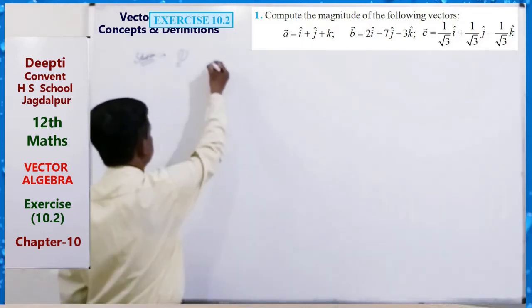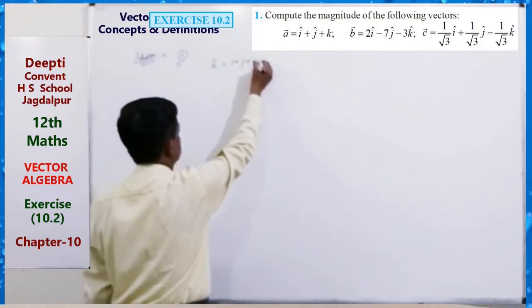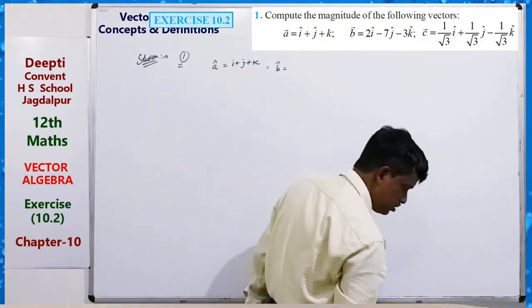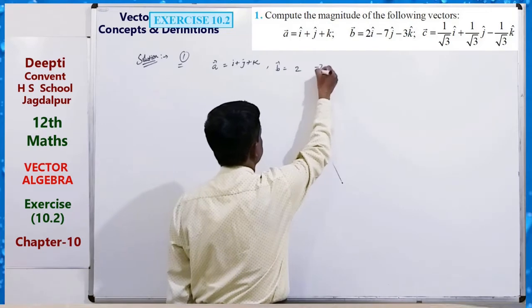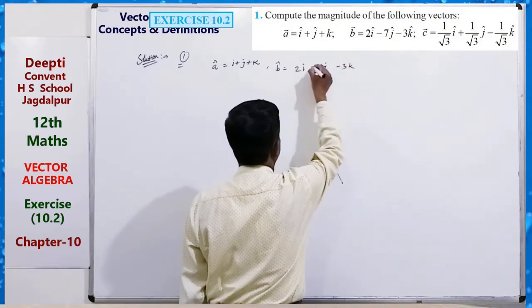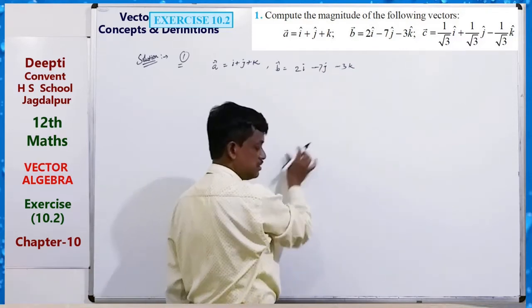What is a? Vector a is i plus j plus k. Similarly b, what is b? b is 2i minus 7j minus 3k. Clear?